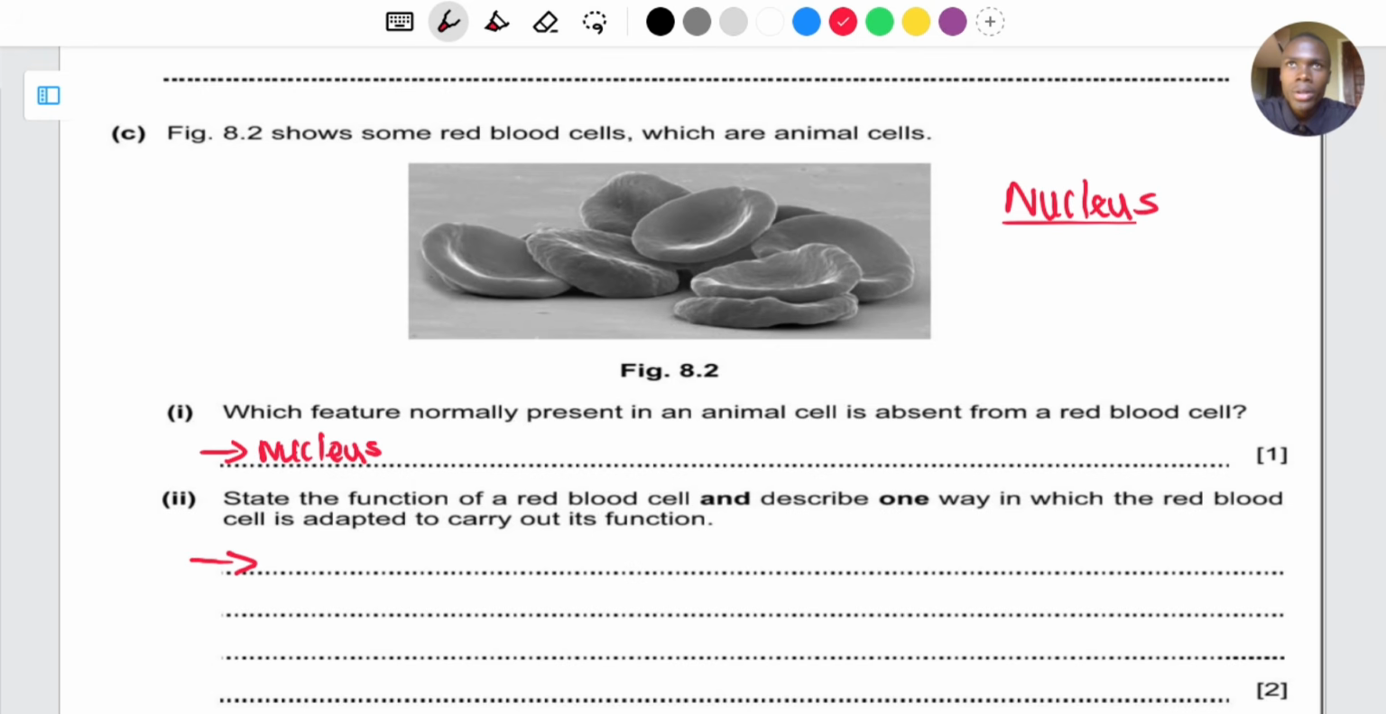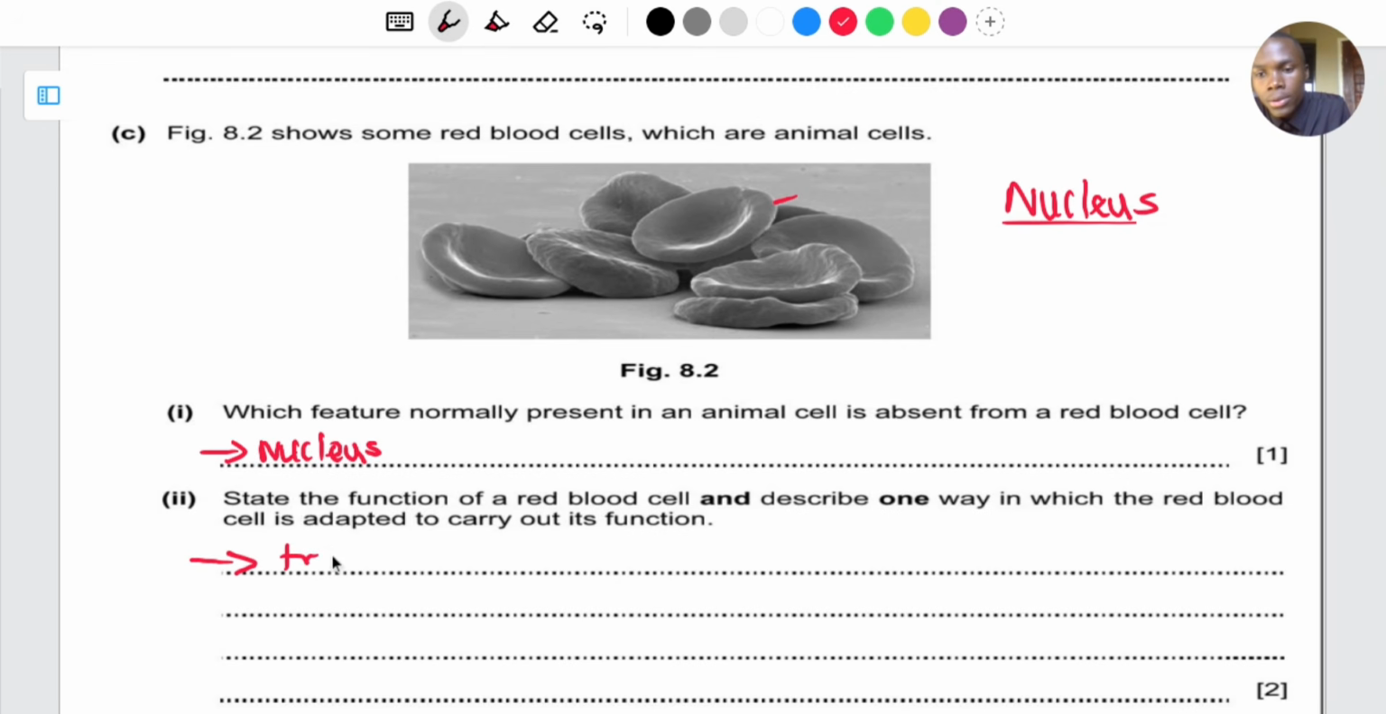Apart from that, you can also talk about this outer part of the red blood cell. This one is called the cell membrane, isn't it? On the same cell membrane is where you are going to find the antigens. So the antigens are present on the surface cell membrane of the red blood cells. So you just have to choose one.